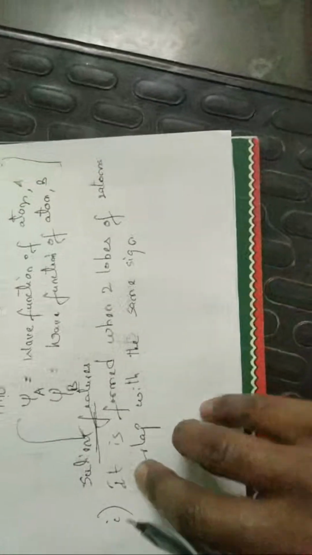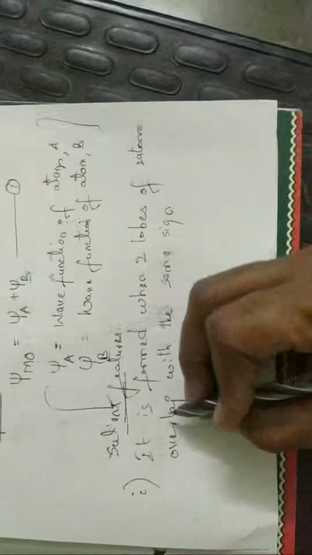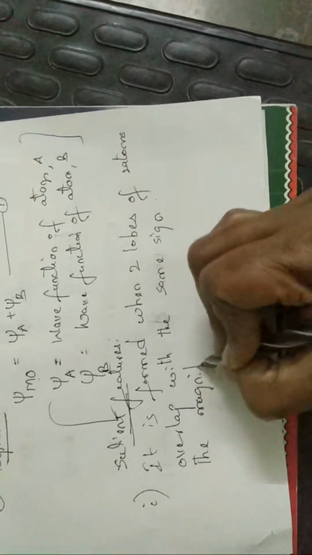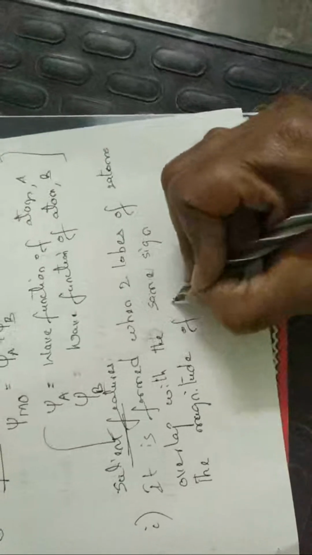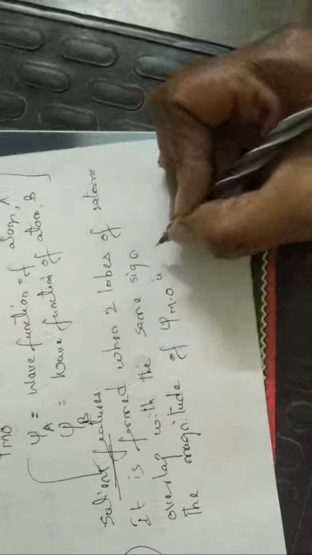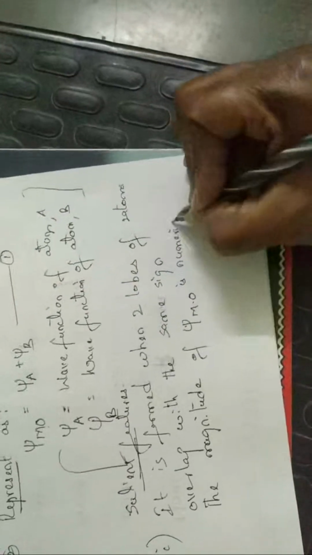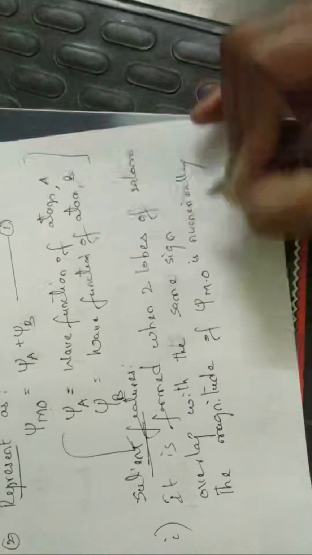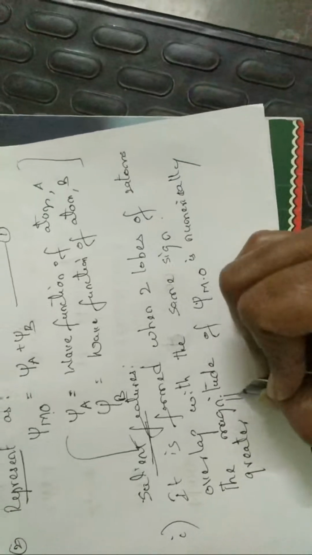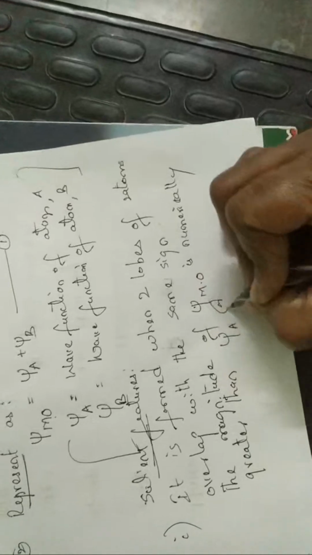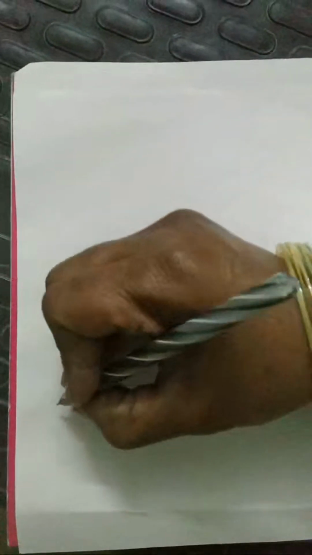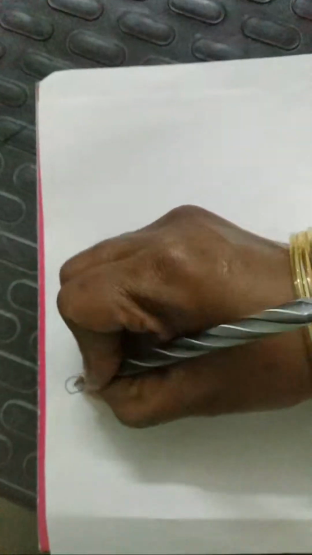Here the magnitude of psi molecular orbital is numerically greater than psi A or psi B. In this, I have already drawn, again I will draw lobes, plus and minus.